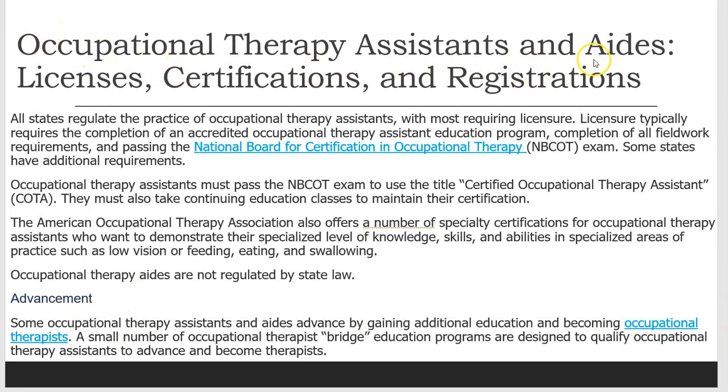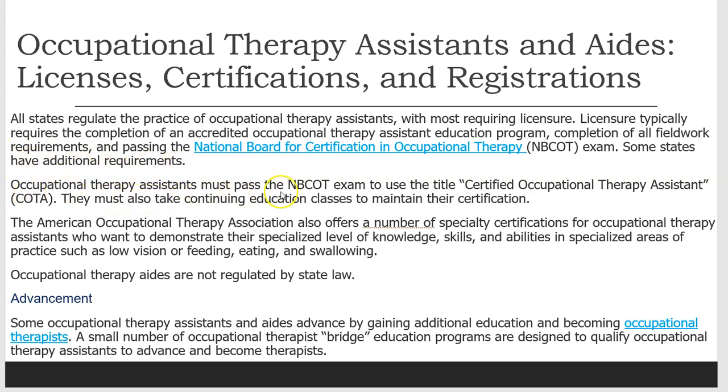Occupational therapy assistants and aides: licenses, certifications, and registrations. All states regulate the practice of occupational therapy assistants, with most requiring licensure. Licensure typically requires the completion of an accredited occupational therapy assistant education program, completion of all fieldwork requirements, and passing the National Board for Certification in Occupational Therapy, NBCOT, exam. Some states have additional requirements.